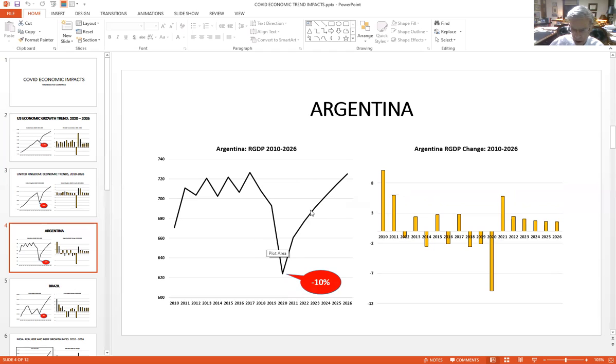So Argentina's economic situation is pretty dire, and it's the effects both of economic distress that has occurred in this largely agricultural economy that has had some serious political issues, as well as the coronavirus.